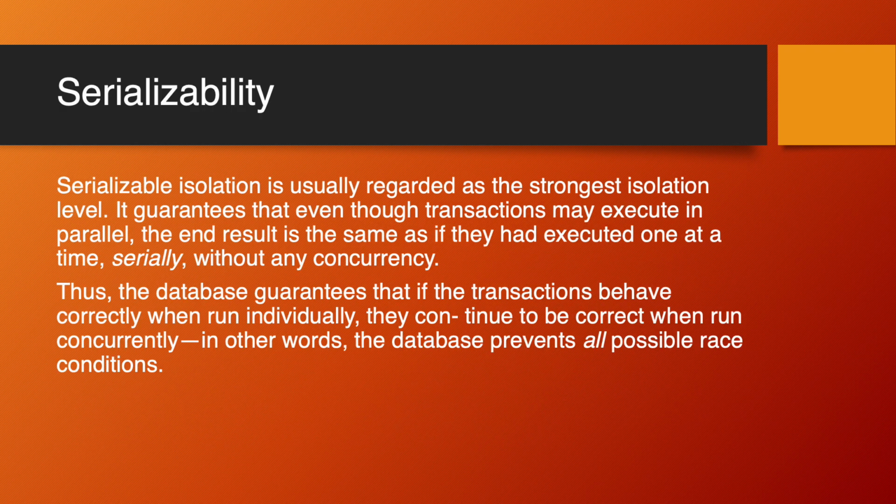Serializability. Serializable isolation is usually regarded as the strongest isolation level. It guarantees that even though transactions may execute in parallel, the end result is the same as if they had executed one at a time, that is, serially, without any concurrency. Thus, the database guarantees that if transactions behave correctly when run individually, they continue to behave correctly when run concurrently. In other words, the database prevents all possible race conditions.